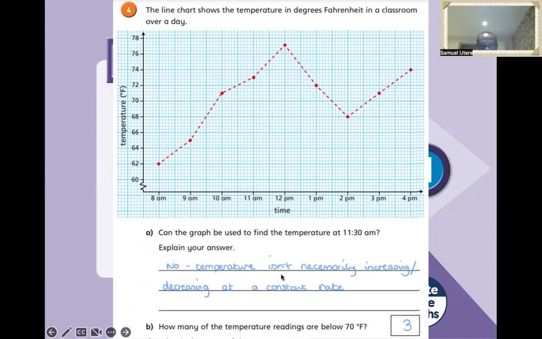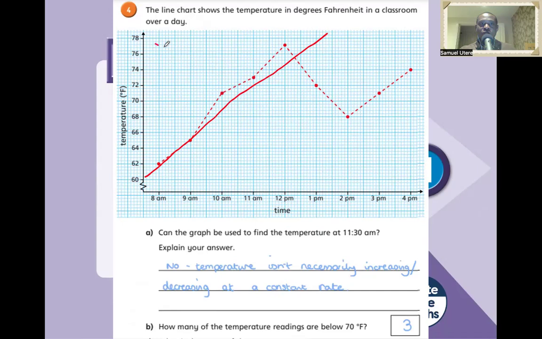So no, temperature isn't necessarily increasing or decreasing at a constant rate. So the graph, what this means, another way to explain it, if it was a nice straight line, or a line that goes like that, that is showing us. So what I mean, let me write. So if it was a line that is steady like that, we can use it to make an estimate because we know it is changing at a constant rate.